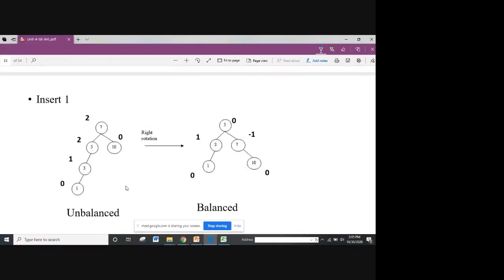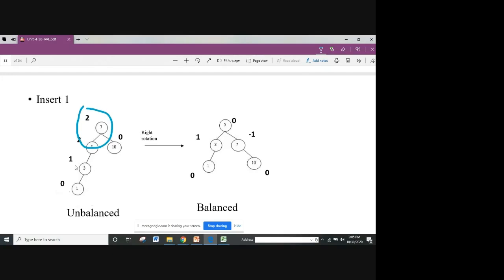You have a 1, and all balance factors are calculated, and you can find that it is unbalanced. Where have you inserted? You have inserted in the left side, so you rotate it to the right side. If you ask me, ma'am, we have inserted here, and if I'm rotating this side, will you get the tree correctly?